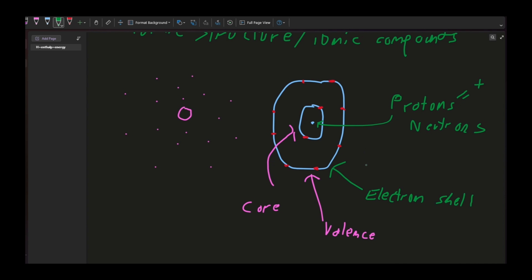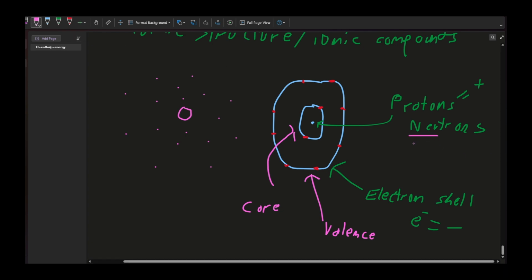In the electron shells, your electrons, which a lot of times you'll see written right here as e minus, exhibit a negative charge. Neutrons are neutral. That's in the name. When you see the word neutrons, you should think neutral. They don't exhibit either a positive or negative charge. They're just there to add to the mass of the atom and make up the isotope.